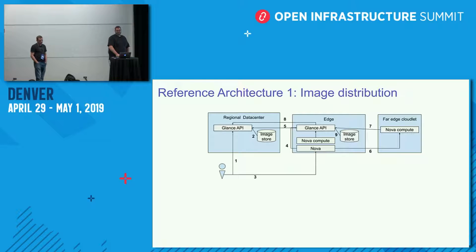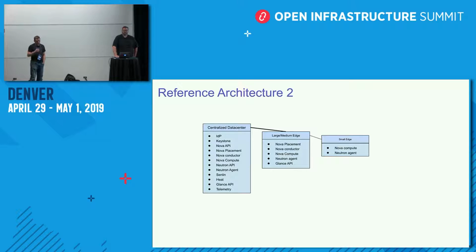In the far edge version of this, if you call Nova in your edge site and say, hey, boot me an instance in the far edge site, what will happen is Nova Compute will call the Glance API in the edge site, which will then check, do I have this cached? If not, fetch it from the regional data center, store it, and pass it along to Nova Compute. It can now create the instance.